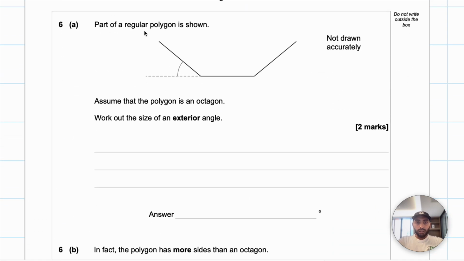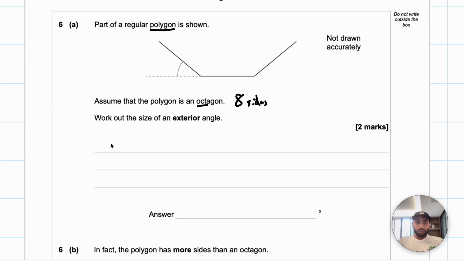Question number 6. Part of a regular polygon is shown. Polygon just means many angles, or it's just a shape. Assume that the polygon is an octagon. So octagon, same as octopus, so it has 8 sides, 8 legs on an octopus. Work out the size of an exterior angle.